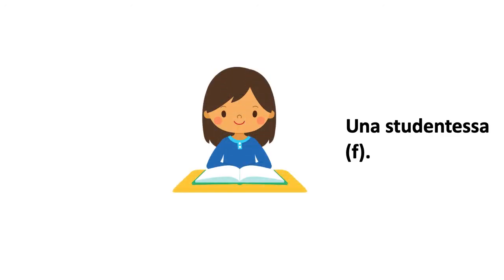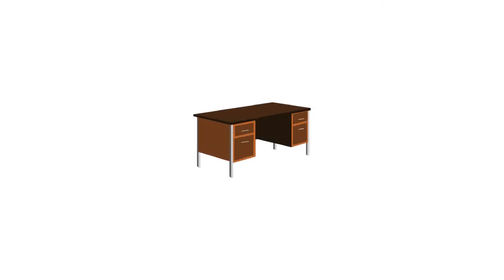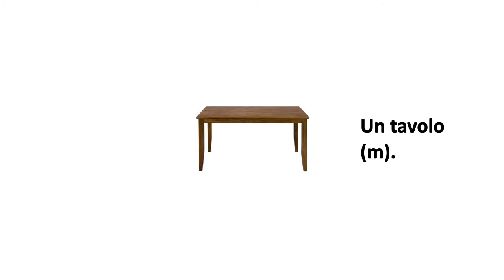Cos'è una studentessa? Female student. Cos'è una scrivania? That's a desk. Cos'è una sedia? That is a chair. Cos'è un tavolo? That is a table. Here you could also answer una tavola, although tavola tends to be more like a dinner table, but that's fine, it also means table. Cos'è un libro?